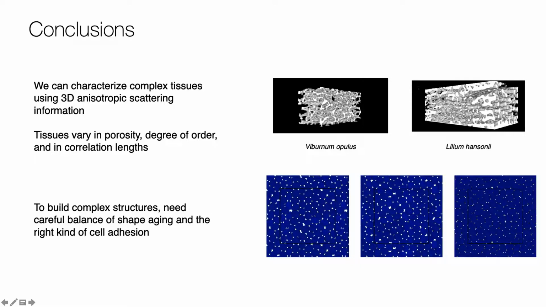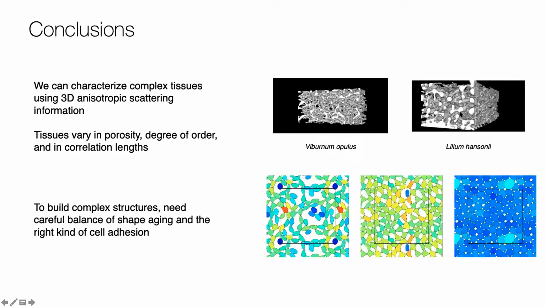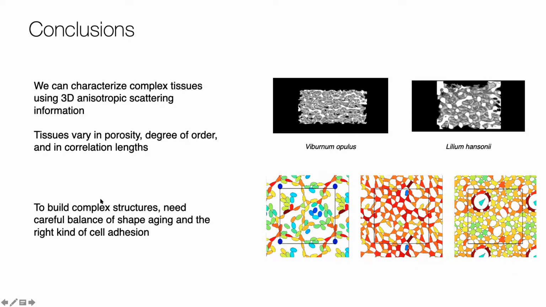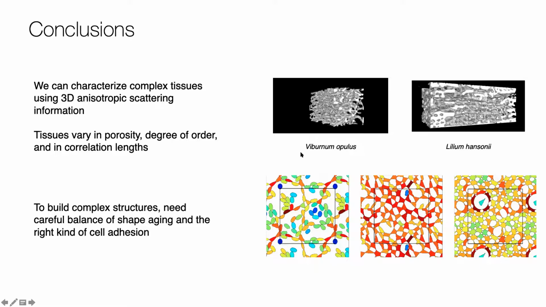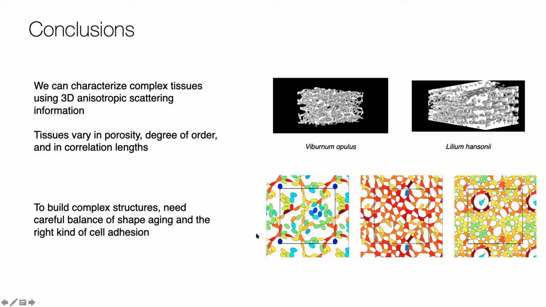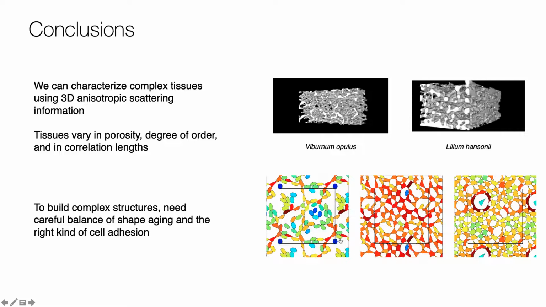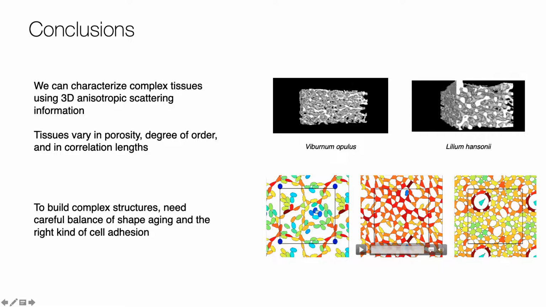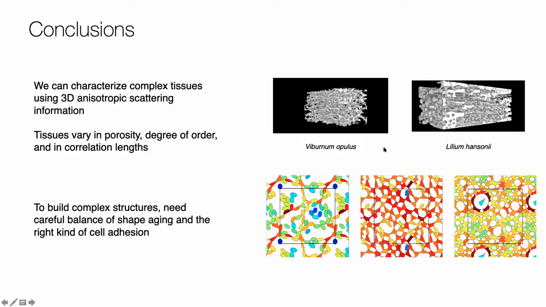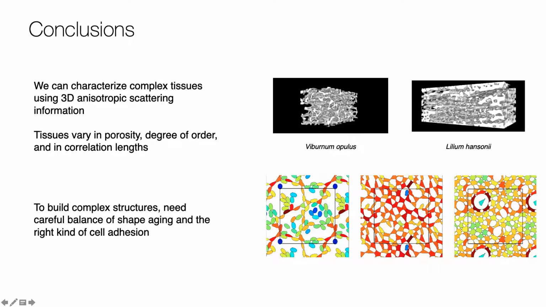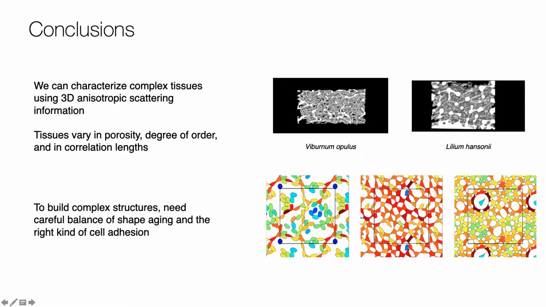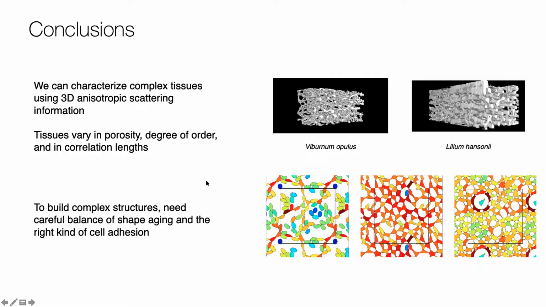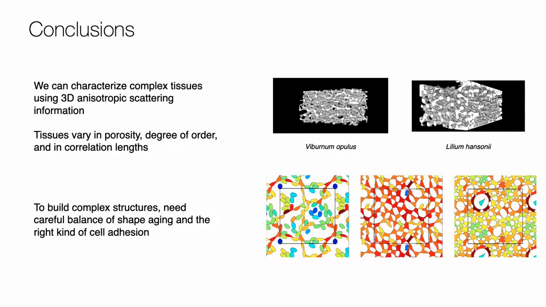And then if we want to think about how to build these tissues, albeit in simpler cases in 2D, we need a careful balance of adhesion, but also changes to the particle shapes. But it has to be tuned to promote this network formation, and that will bring to bear the problems that real plants have to solve in order to make these complex networks. So anyway, that's all I have to tell you today.